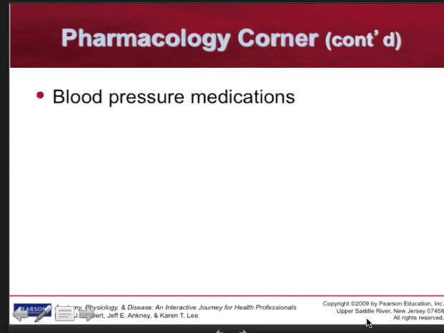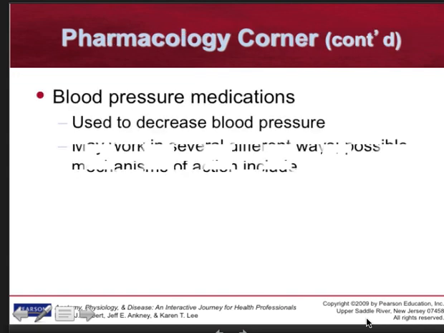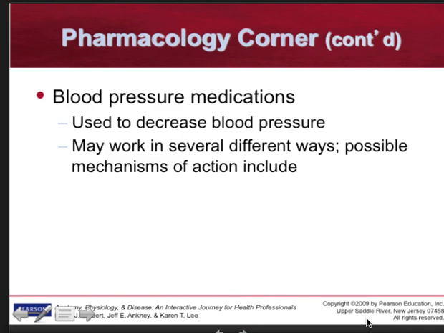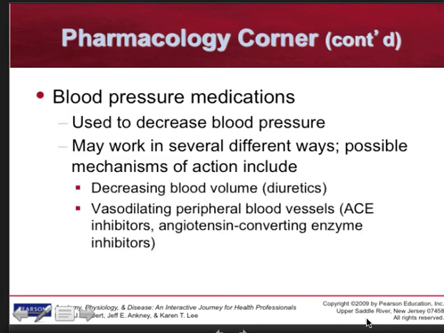Blood pressure meds are used to control blood pressure, and they work in different ways. Possible mechanisms include decreasing blood volume. These are the diuretics. Vasodilators, such as ACE inhibitors, which stands for angiotensin-converting enzyme inhibitors. Remember that angiotensin is a major hormone in the increase of blood pressure. So when angiotensin is activated, blood pressure goes up. So if we reduce the rate at which angiotensin is activated, we can cause a reduction in blood pressure.